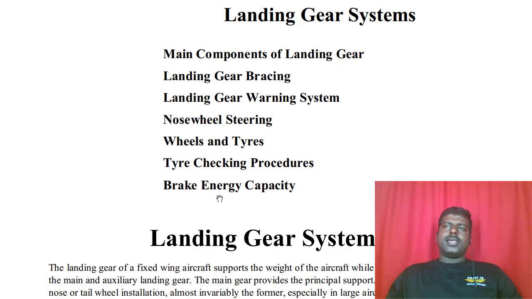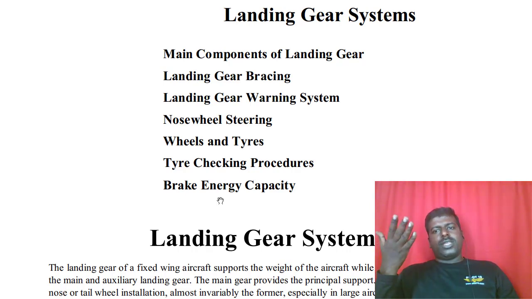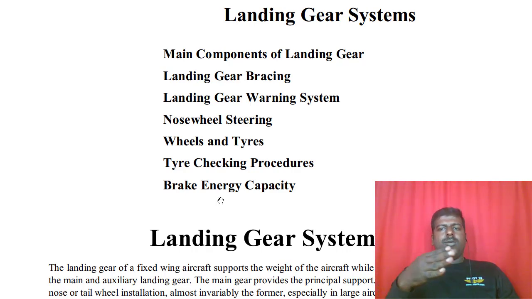Landing gears are the parts of the aircraft which support the weight of the aircraft while it is on the ground. There are two types of landing gears: one is the nose landing gear and one is the main landing gear. The nose landing gear provides the directional movement of the aircraft while it is on the ground, and the main landing gear is the one which supports the major part of the weight of the aircraft.